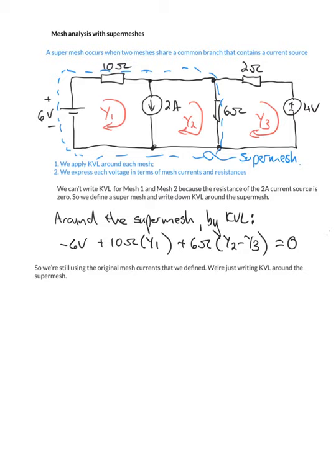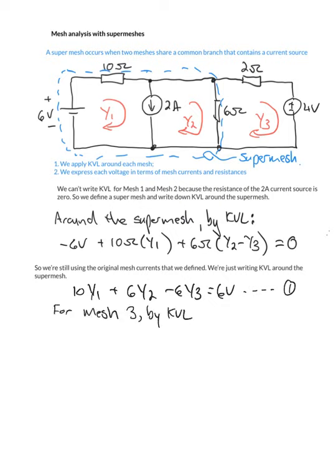So if you gather like terms in this equation, we get 10 Y1 plus 6 Y2 minus 6 Y3 is equal to 6 volts. And that's the first equation that we need to solve for all the unknown mesh currents in the circuit.